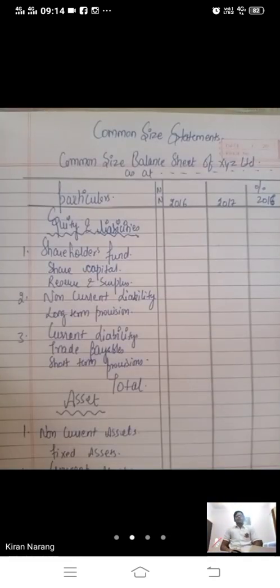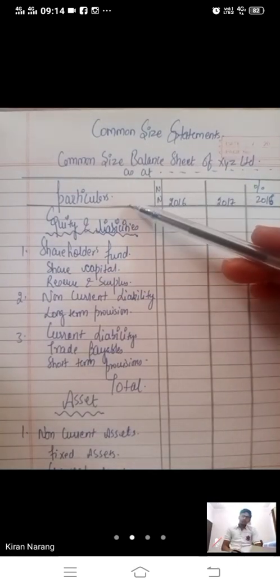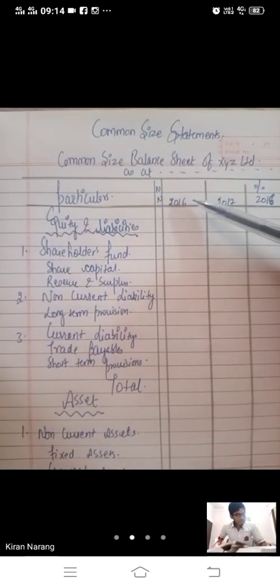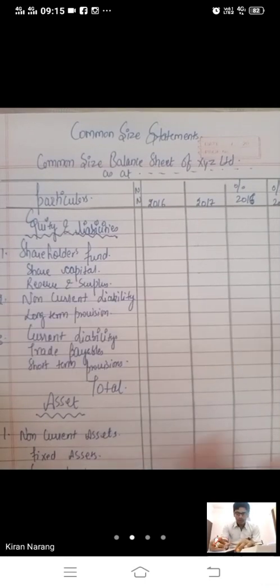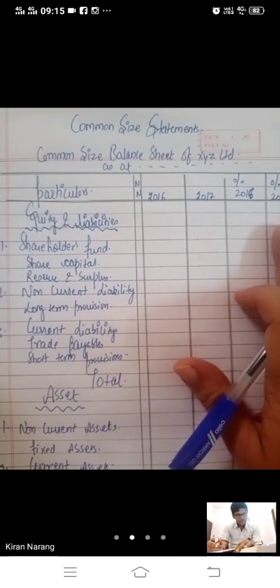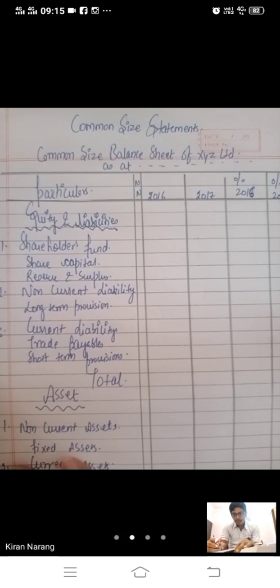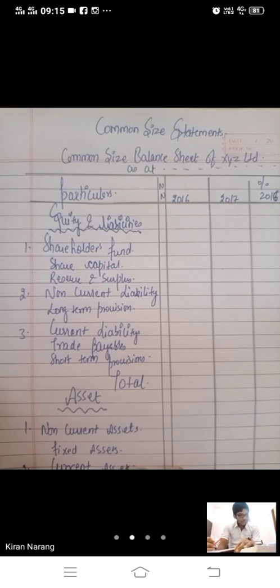So bache, we are going to start with the common size balance sheet. This is the format: particulars, note number, 2016 absolute data, 2017 absolute data, then percentage of 2016 and percentage of 2017. The particulars are exactly similar to the common size comparative statements. We have already done comparative statements, bache.